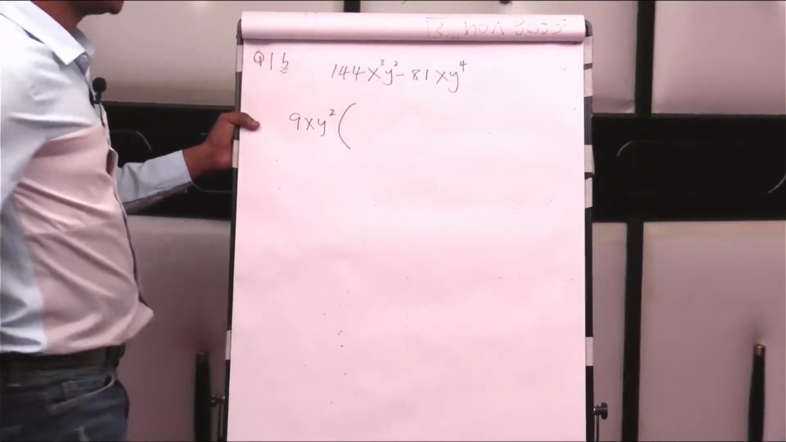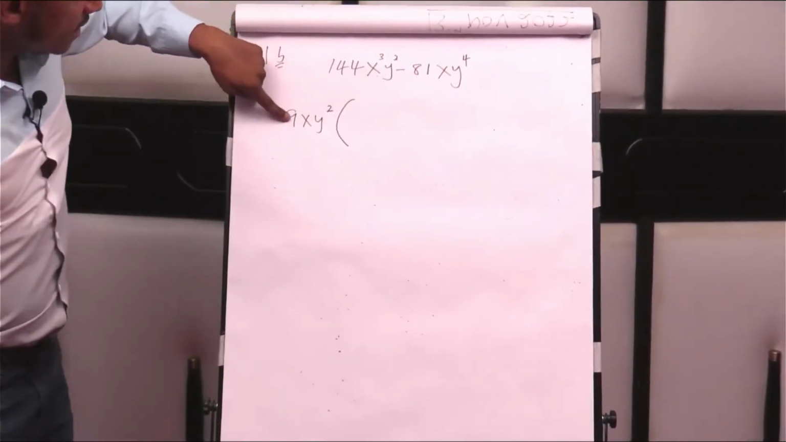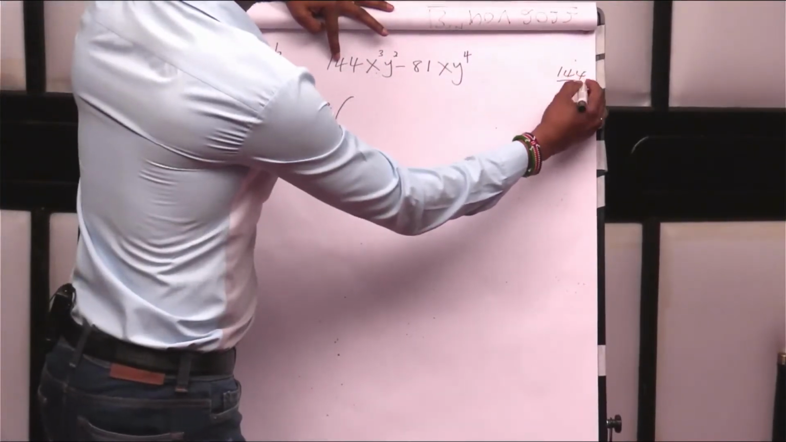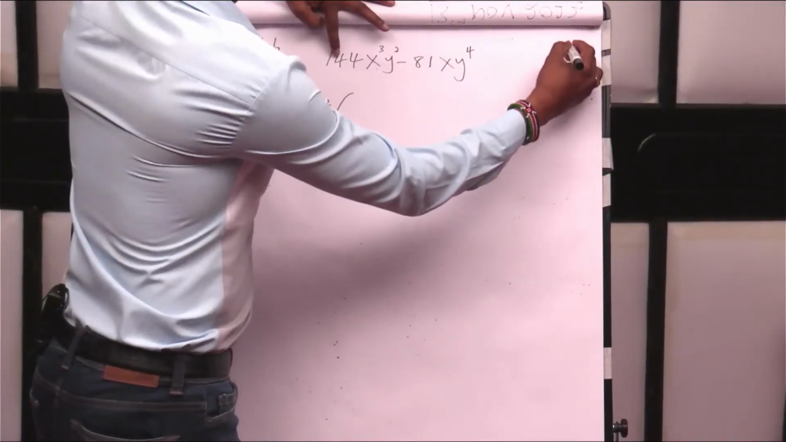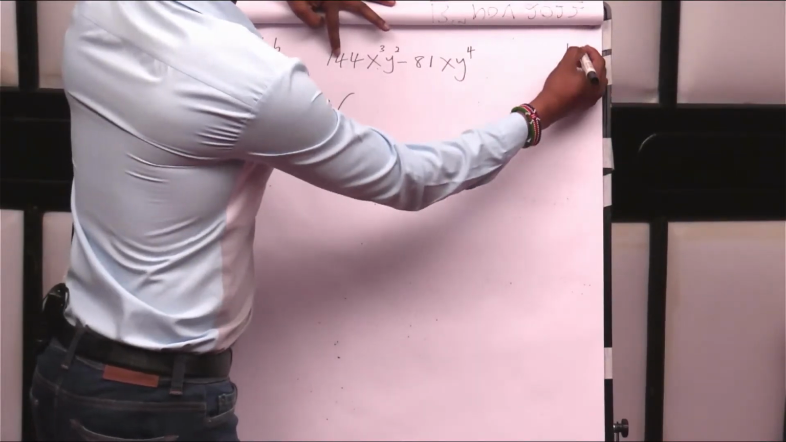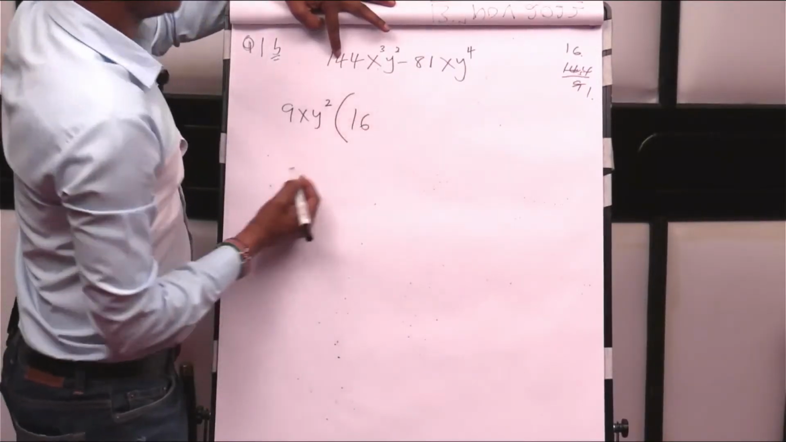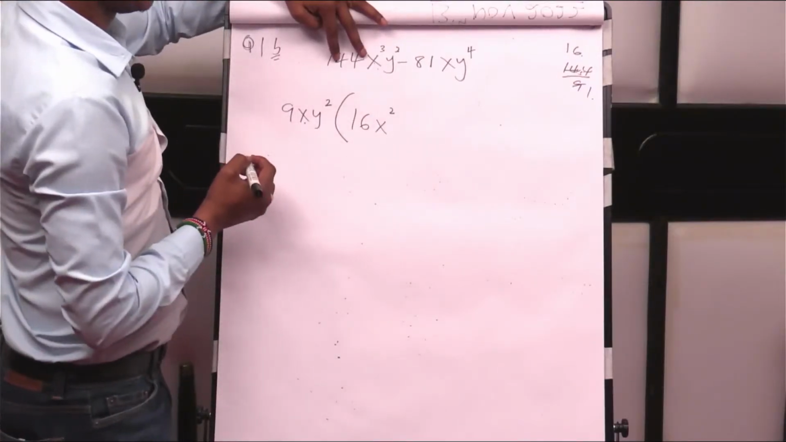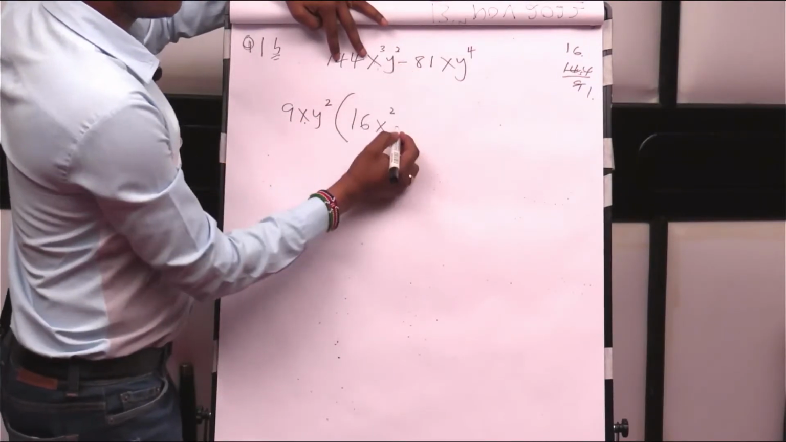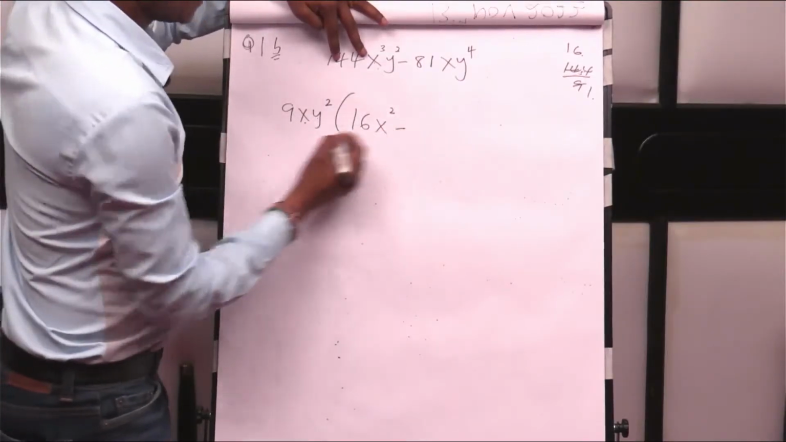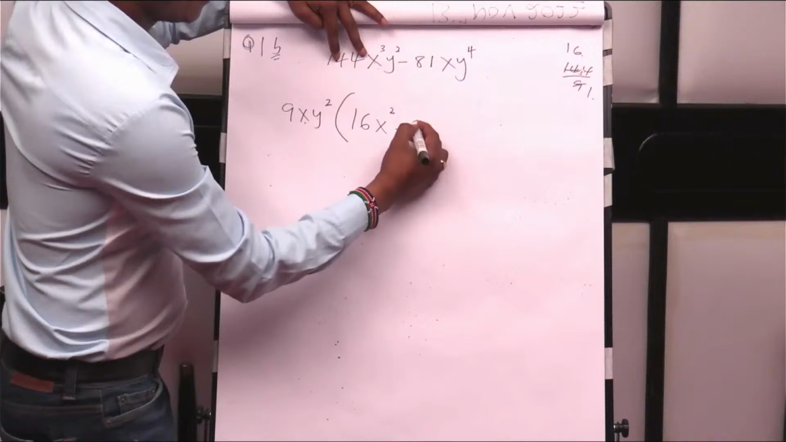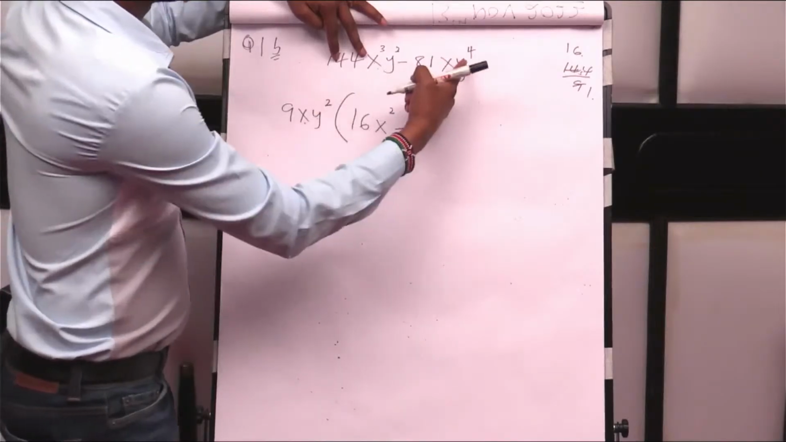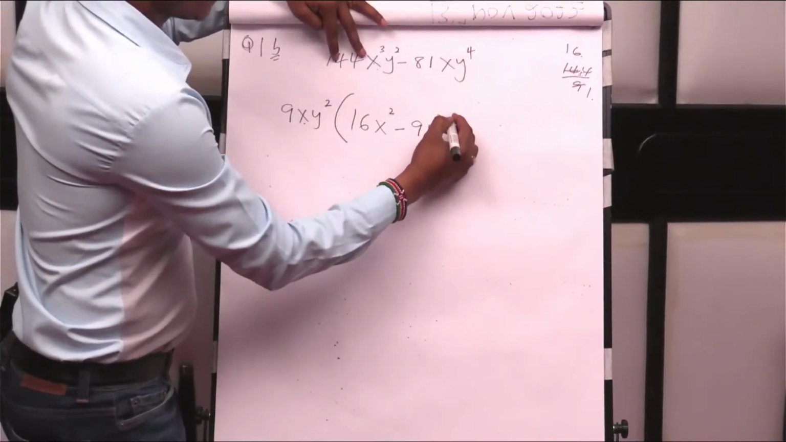When you factor it out, you say 9 goes into 144 how many times? 144 divided by 9. 9 here once, 9 here once, remainder 5. Into 54, 6 times. So it goes 16 times. Then x goes into x cubed, x squared times. Then y squared goes into y squared once. So it remains like that, minus 9 goes into 81, 9 times. x goes into x once. Then y squared goes into y raised to power 4, y squared.